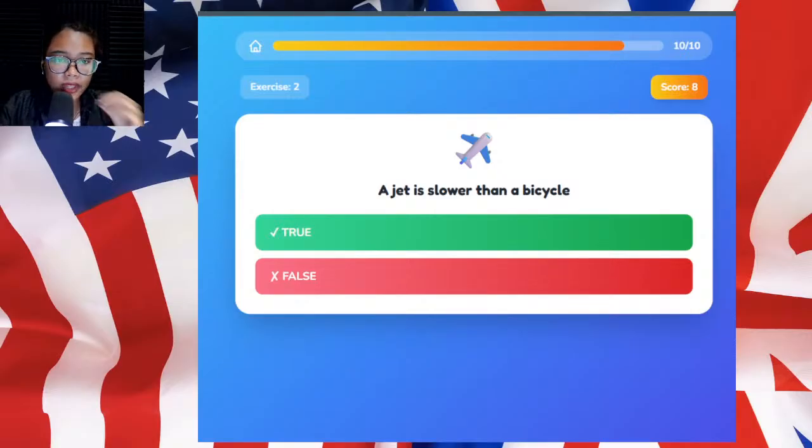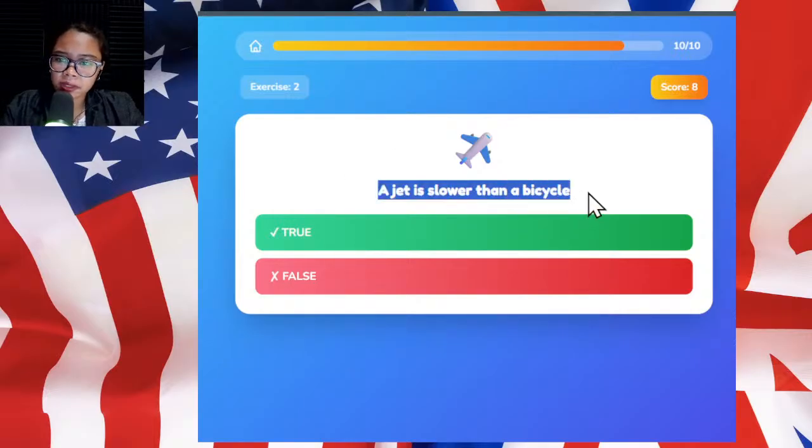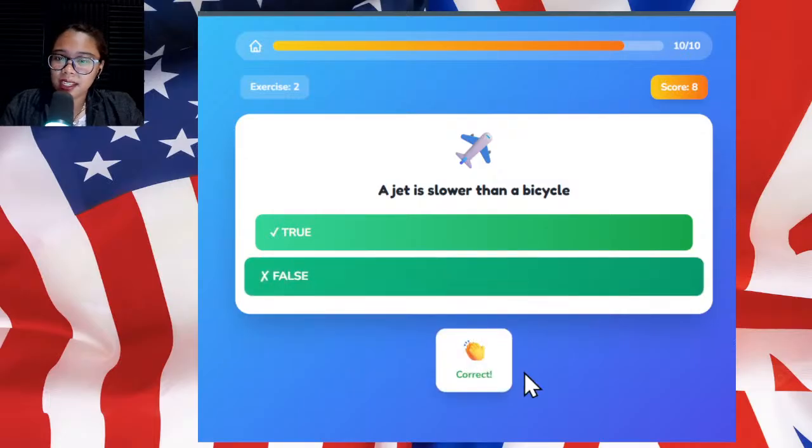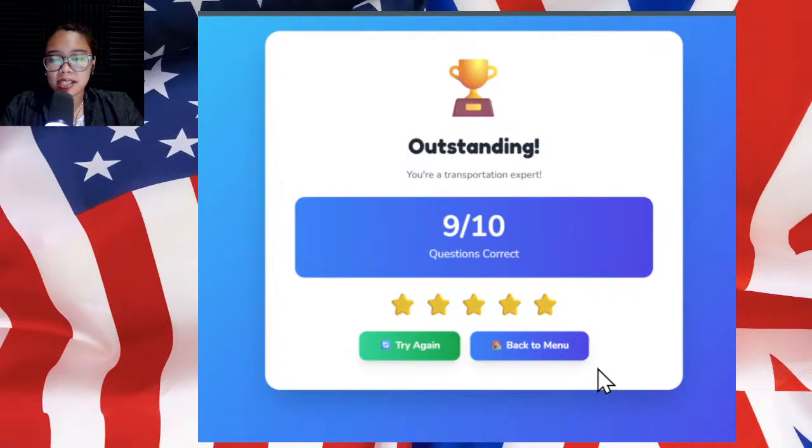So there are smaller planes which use propellers. A jet engine, on the other hand, works by pulling air inside, squeezing it, and blasting it out the back with great force. This thrust pushes the jet forward at an incredible speed. That's why a jet has its own nickname, the king of speed. So when we say a jet is slower than a bicycle, that is a false statement. Next. Oh, that's the last one.